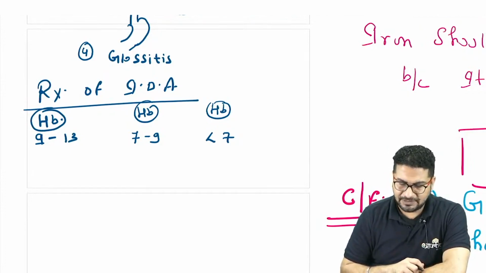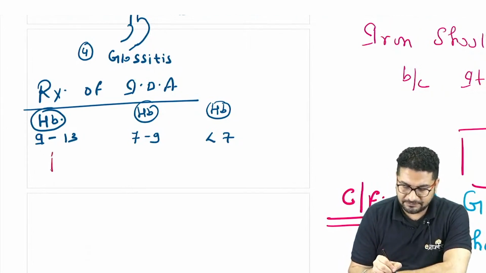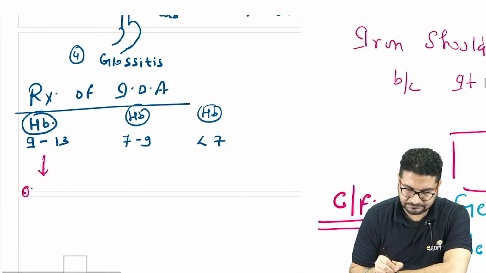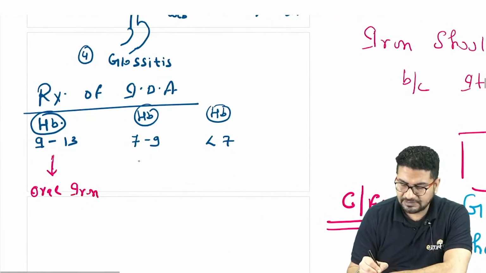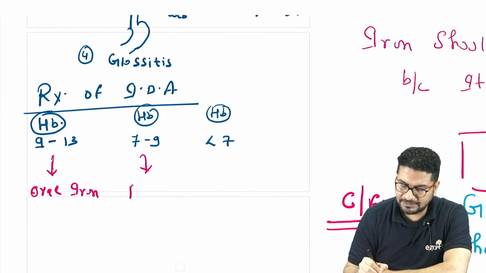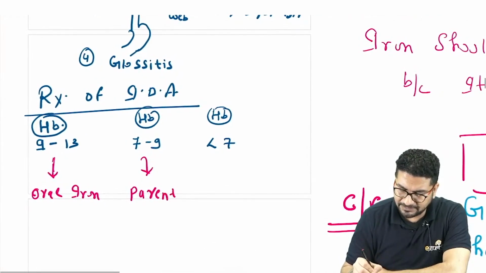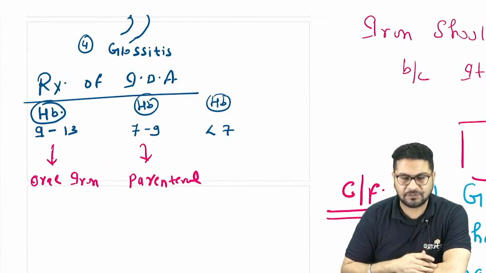You have a patient whose hemoglobin value is 9 to 13. How will you treat? We'll try to give oral iron. Oral iron supplementation. In the scenario where hemoglobin values are 7 to 9, we give parenteral iron. Parenteral means we can give iron in the form of IV or IM iron. Parenteral iron means injectable form.